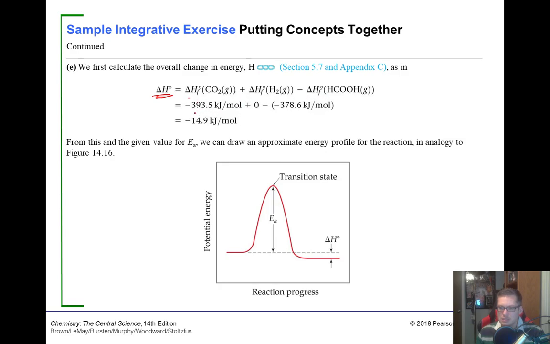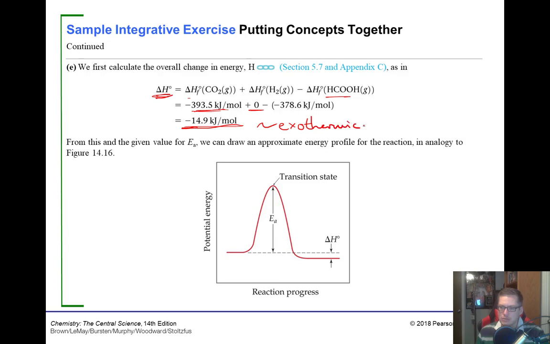This is the value for the delta H of formation of carbon dioxide. Here's the value for hydrogen. Now remember, that's how it appears on the periodic table, so it's in its elemental form, and it's got a delta H of 0. And then there's the formic acid, which they gave us in the problem statement. We would have had to look this up in the appendix. So that's your delta H for your reaction. That negative sign tells you that it's an exothermic reaction.